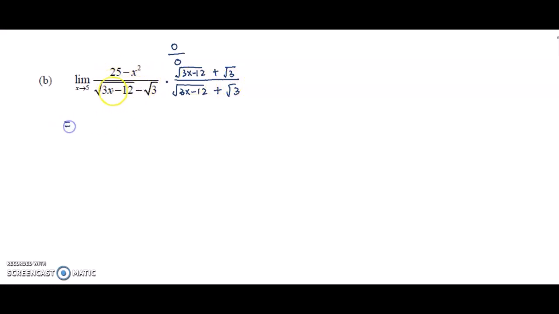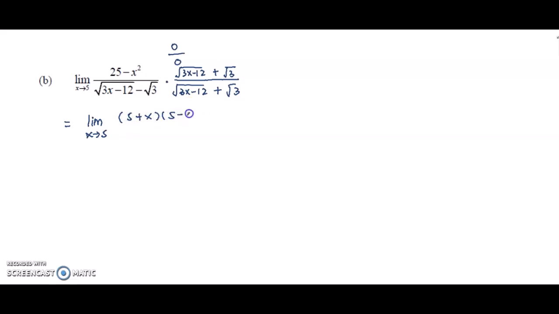That means that you're not changing the original function. After you have done this, you just expand the denominator. We are not going to expand the numerator. Remember, we are not going to expand the numerator. We just use the bracket to separate them to show that they are multiplied with each other. So for 25 minus x squared, if you can see, you can actually factorize it first.